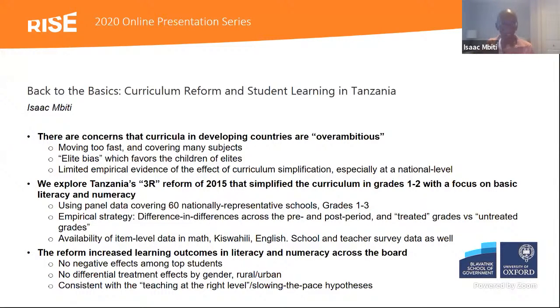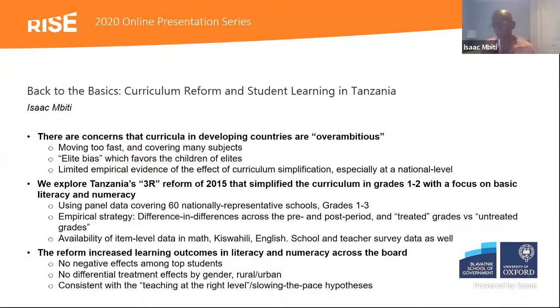There are some assumptions we have to make about parallel trends and things like that, which we test for and show that we're okay. And the nice thing about this data is we have item level data in math, English, and Kiswahili, and we can do some things to try to equate the tests to make sure that they're all about the same. And essentially what we find using this difference in difference approach is that the reform increased learning outcomes in literacy and numeracy across the board.